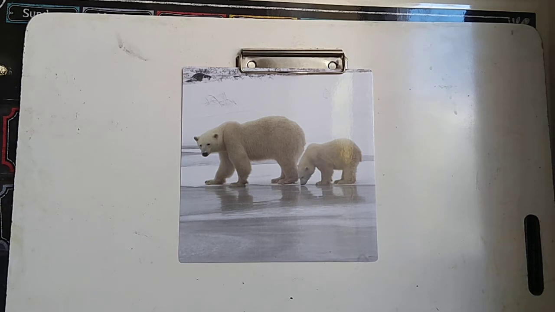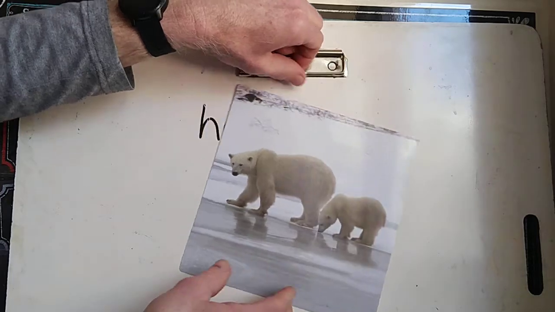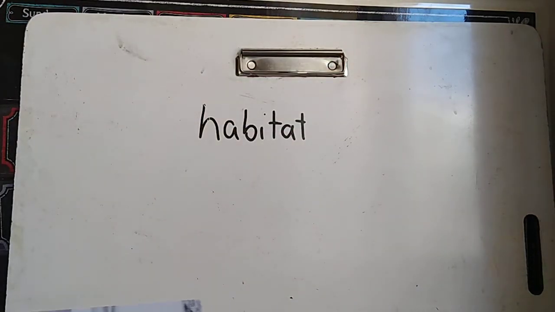the babies have a frolic in the snow. So food, seals, shelter, dens, water from the ice. Okay, so their habitat provides them with everything that they need to survive. All right, we'll do one more together, and then I want you to think of one of your own.